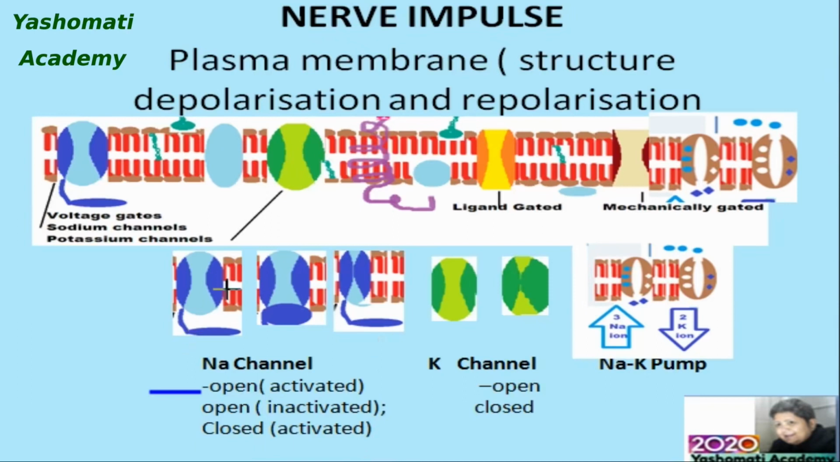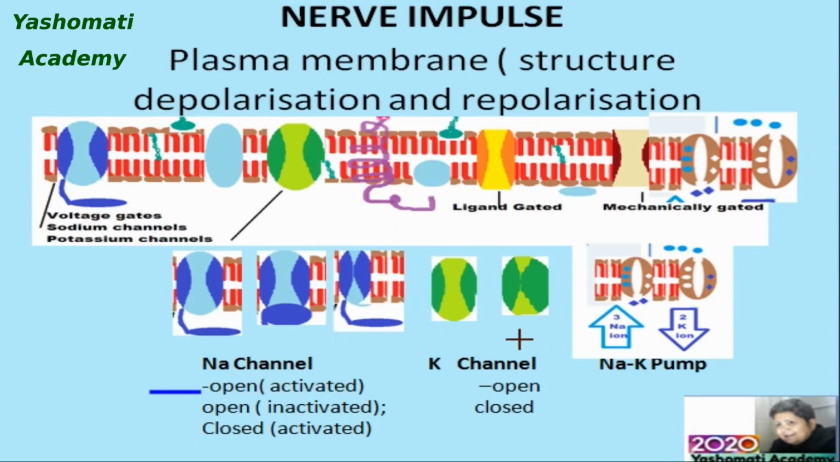If we look at this figure, here we can see that the channel is open and there is no blockage. That means it is activated. Whereas in this figure, we see that the channel is open but it has been inactivated, or there is some blockage because of which it cannot conduct the ions. Whereas the third stage shows that the channel is closed and it is activated. So we should remember now that the sodium channel will be fully functional only when it is open and activated.